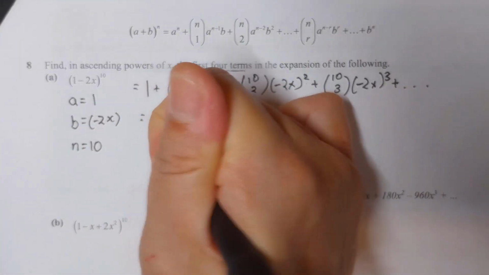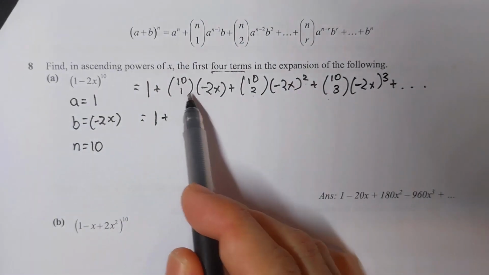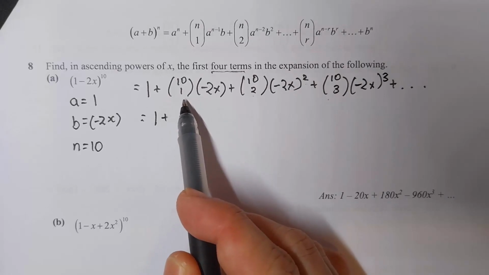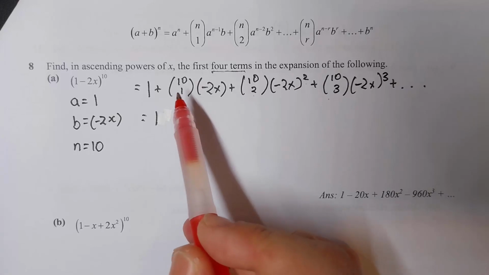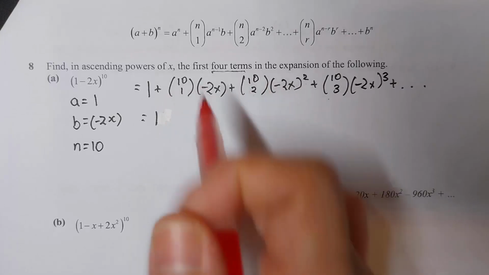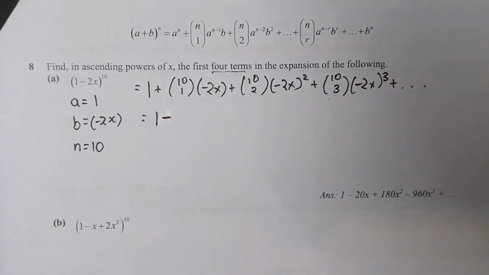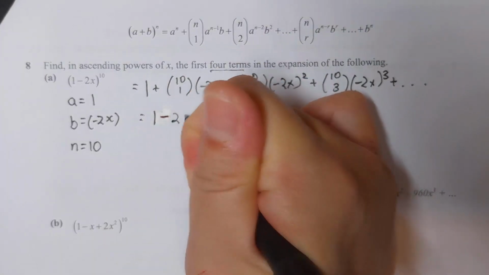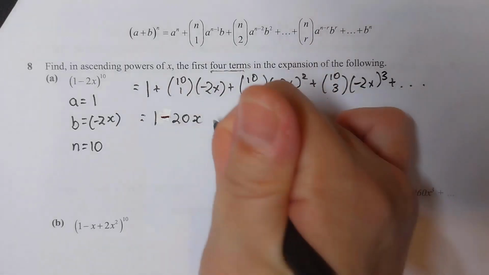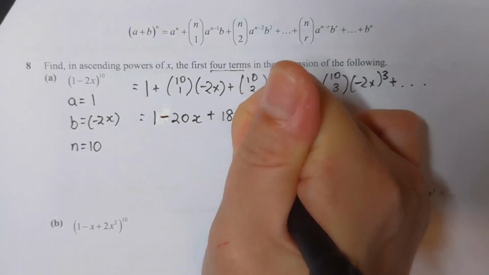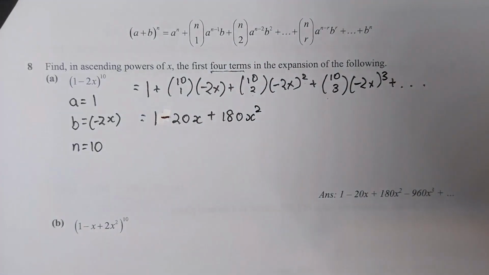So, in order to speed up, if we press calculator here, this will actually give us a minus sign. So let's speed this up. If we use the calculator, this will actually give us minus 20x. And this will give us plus 180 x squared.